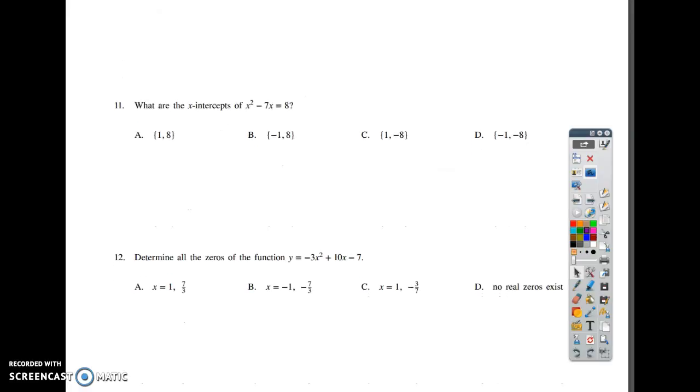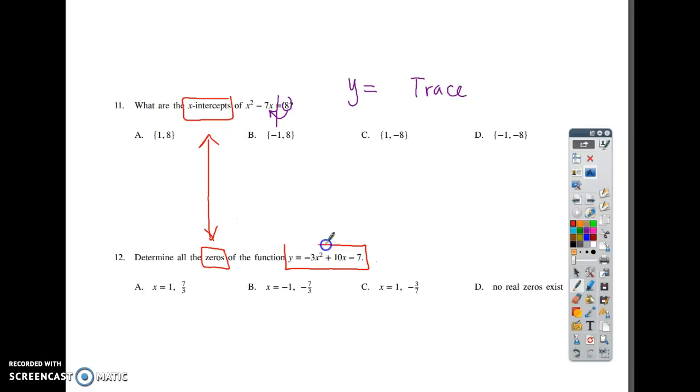Number 11, all you have to do is move the 8 over, change the sign, and put that equation in y equals trace, because it's asking you for the x-intercepts. So what are x-intercepts? Where they cross the x-axis. And you're going to do the same thing for number 12. Now it's asking you for zeros. Remember, it's the same thing. Zeros and x-intercepts are the same thing. Put the equation in y equals and trace.